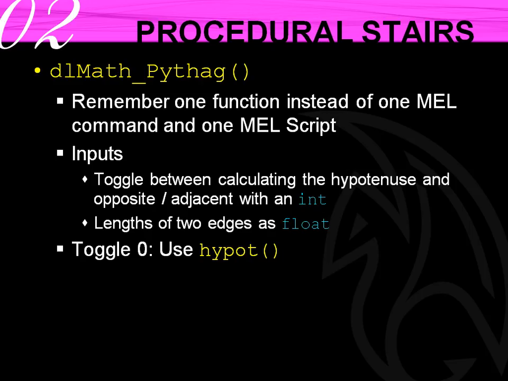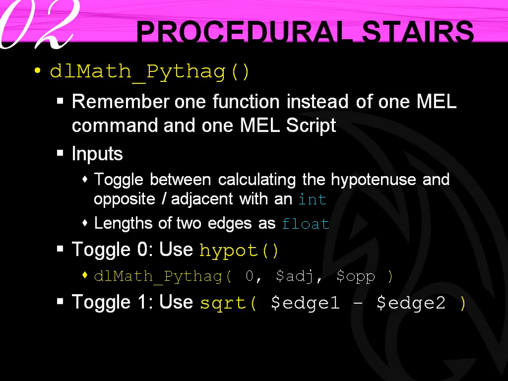So, for example, in the case that we put a toggle to 0, we would just use Maya's hypot command. So in this case, we run the command, we say, here's my toggle, it's going to be 0, so I want to find the hypotenuse. So just use the hypot command, here's the adjacent and here's the opposite. And if we put the toggle to 1, then we're going to use the command that we created ourselves, the square root edge minus edge. So in this case, dlmath_pythag, and we're going to put the flag of 1, and then we're going to pass it the hypotenuse and the adjacent. Or we could just equally pass it the hypotenuse and the opposite.